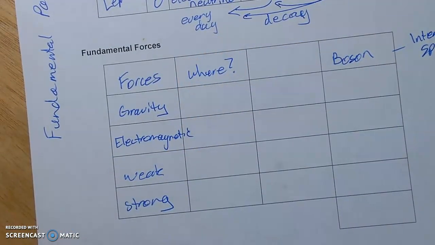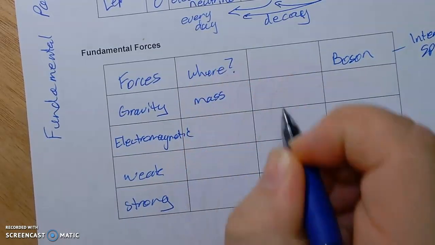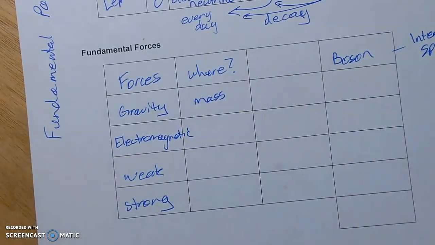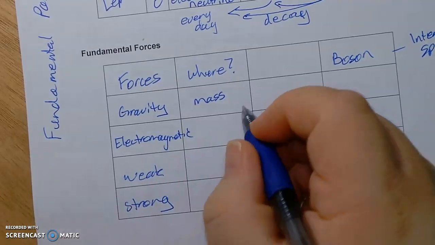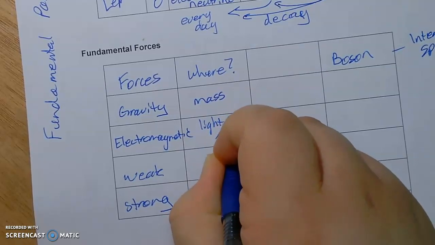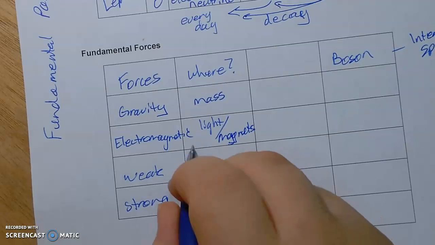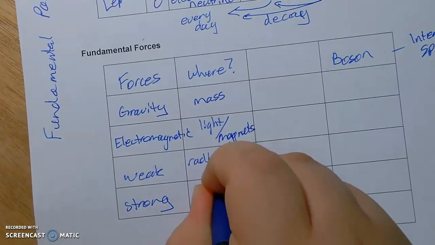Where do we see these forces? We see these forces in mass, if we're talking about Newtonian physics, or gravity is just everywhere when we're talking about general relativity. Electromagnetism, we see that with lights and magnets. The weak force, we see that in radioactive decay.